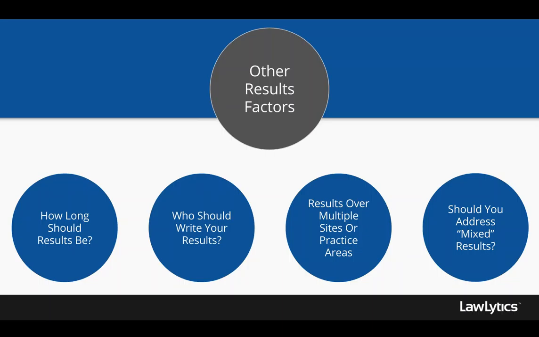So let's say you got a verdict in a personal injury case, but there was liability that was apportioned between your client and other parties. And so, while the verdict itself may have been $10 million, you only collected a fraction of that for your client. Well, how do you address things like that?